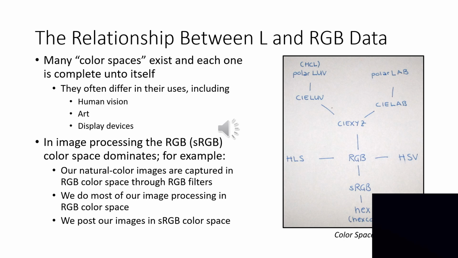So in image processing, however, we use RGB and sRGB, the two here and here. In image processing, of course, we capture our images through RGB filters. So RGB color space is natural. And we do most of our image processing in that color space, though our programs shift to other color spaces when they need to in order to execute a command we've issued. And they do that without telling us that they're doing it. Sometimes it's hard to know that you're not working anymore in RGB color space.